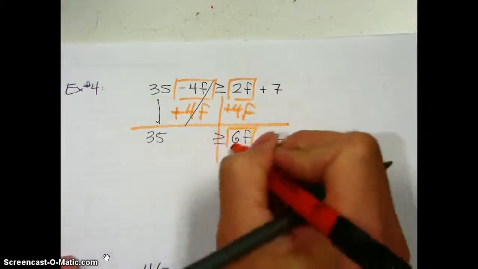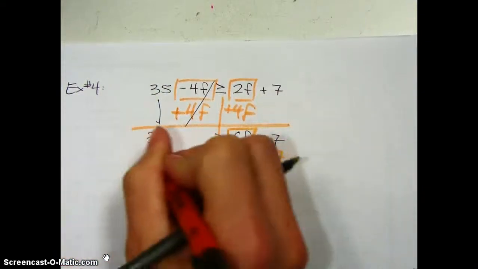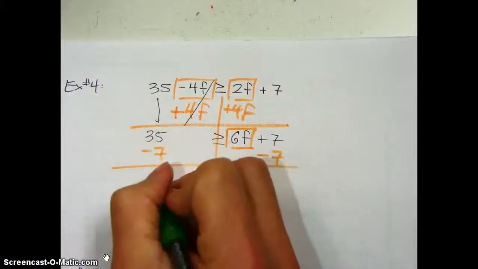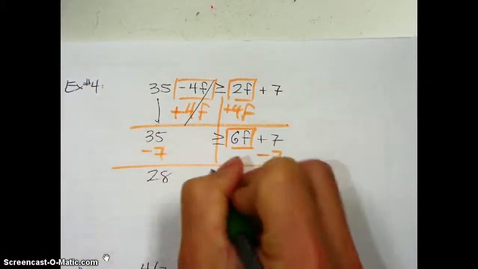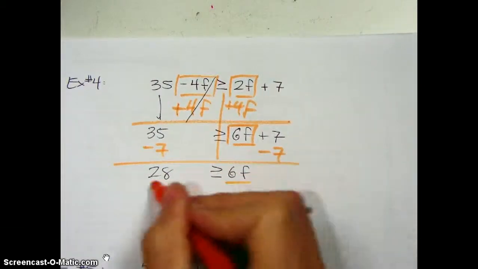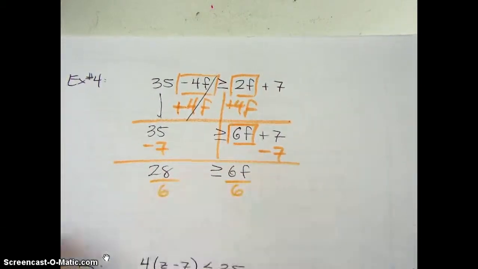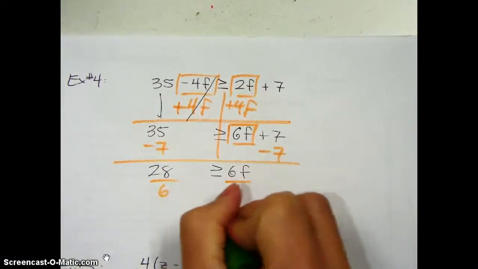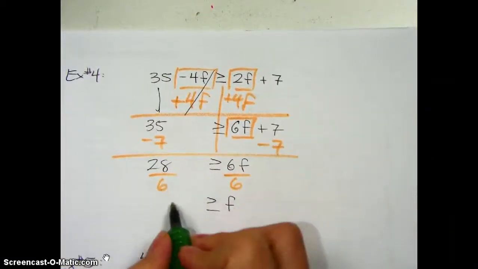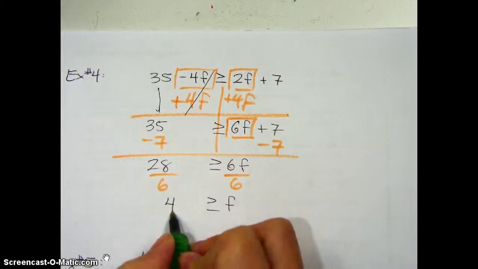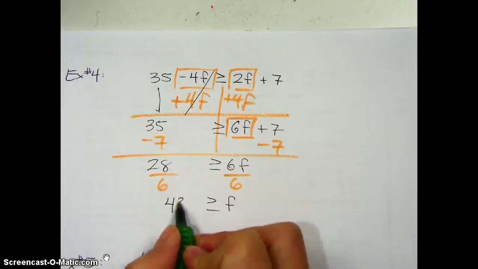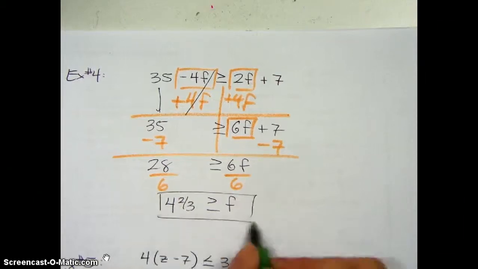Now I've got my variable over here. I can see that if I subtract 7, that'll allow me to have my variable by itself here. So if I subtract 7, I get 28 is greater than or equal to 6f. And then you just divide by that coefficient of 6. And so f, keep the sign like that. Now 28 is not going to go into there evenly. It will go in 4 times, which means 24 with 4 remaining. So that's 4 and 2/3. And you can double check that later.